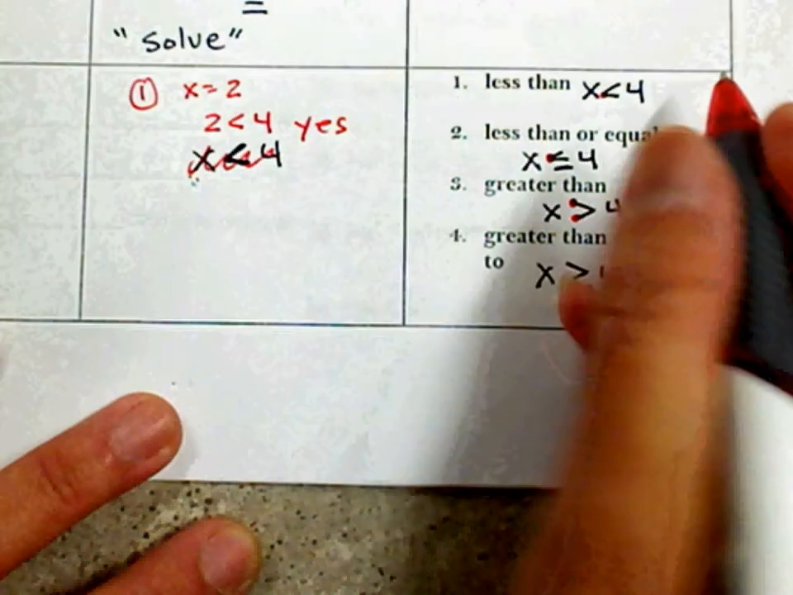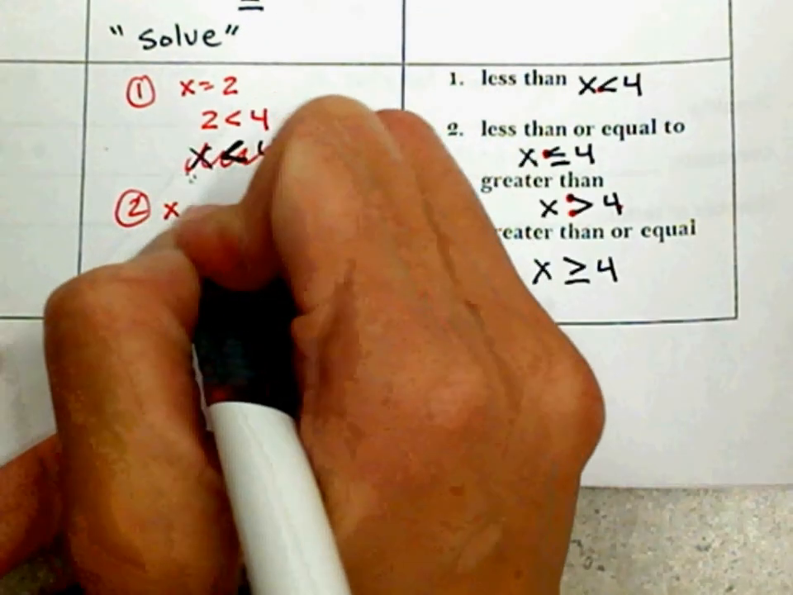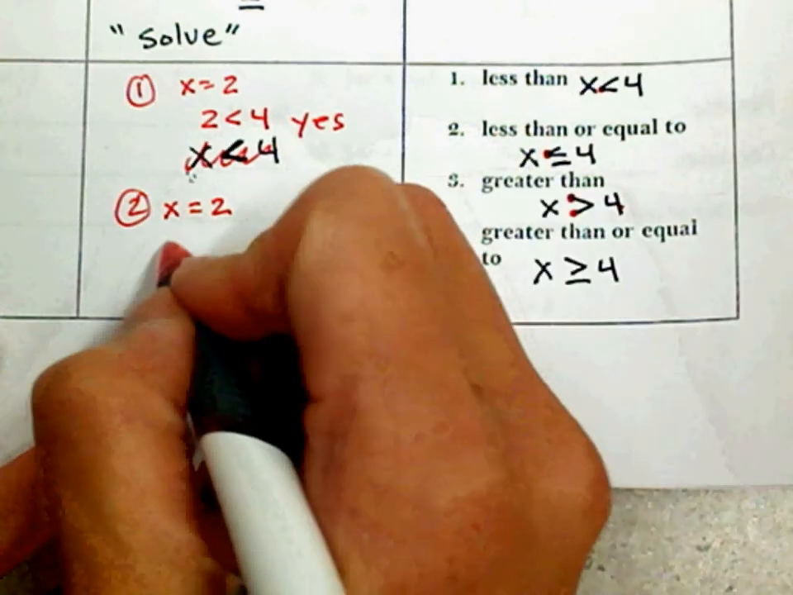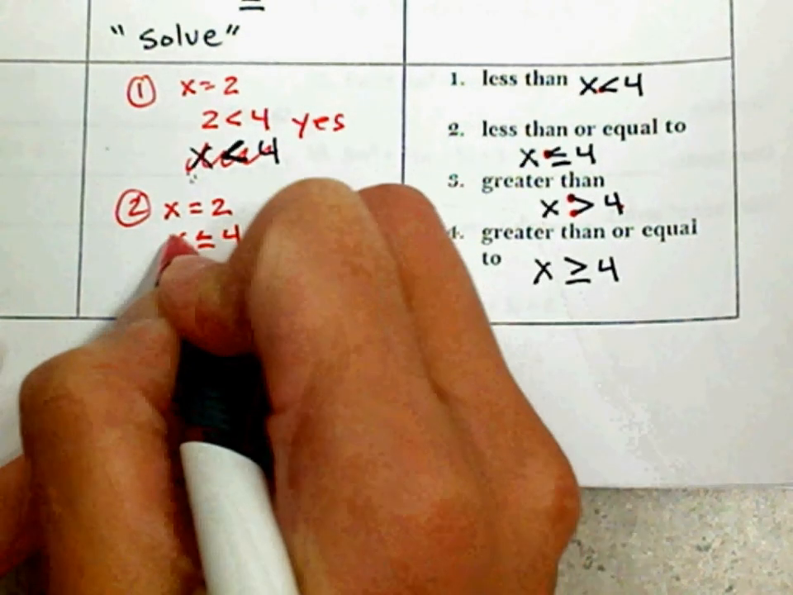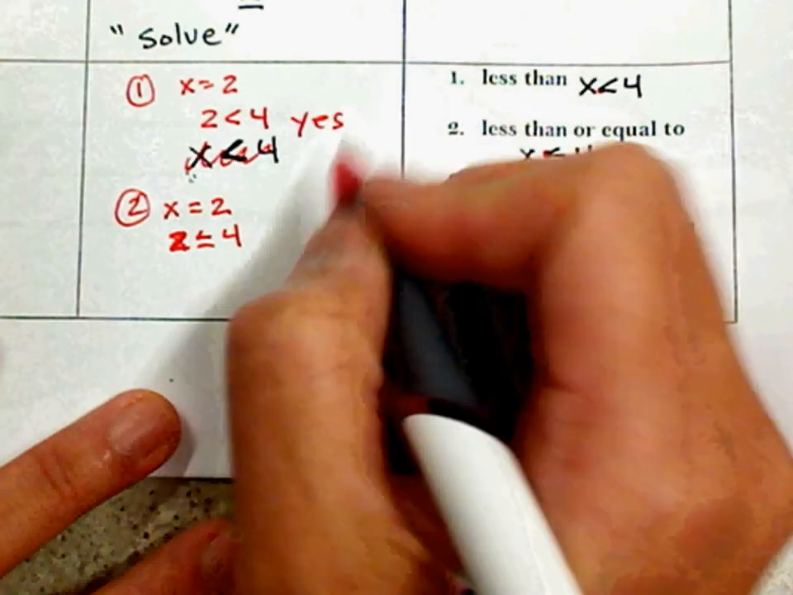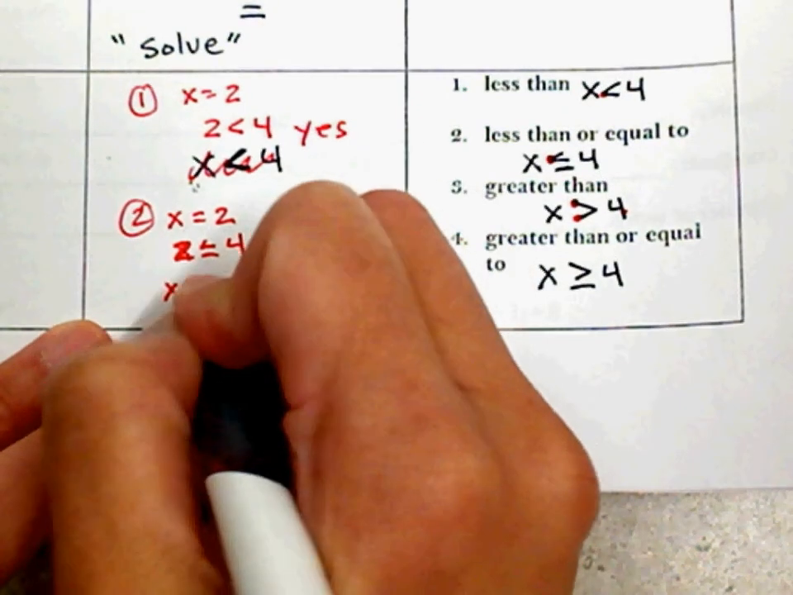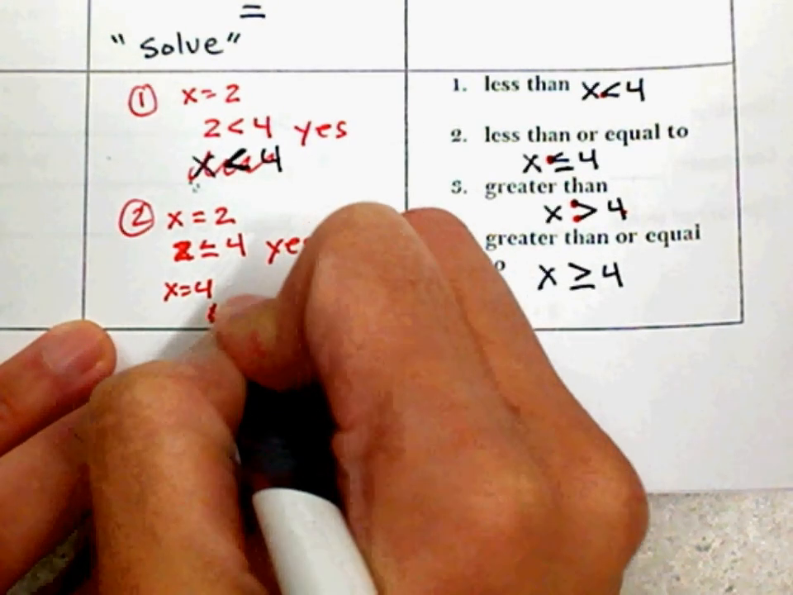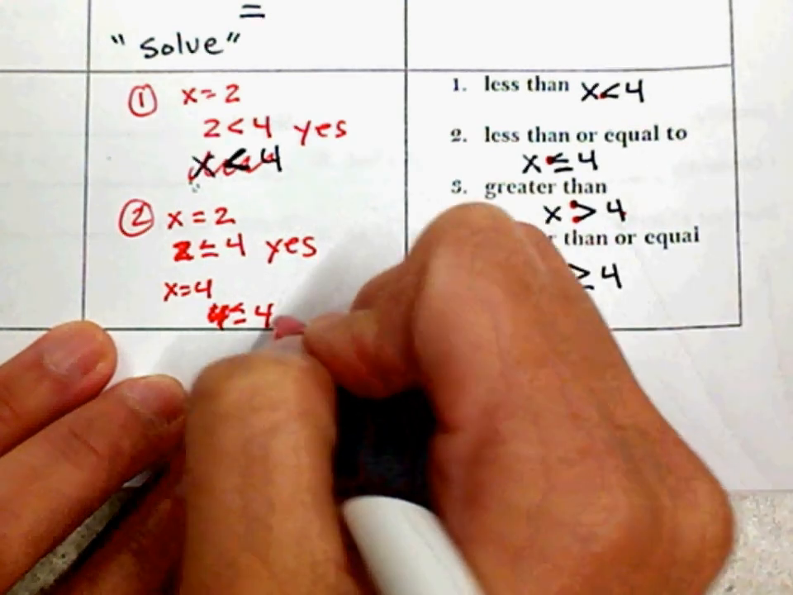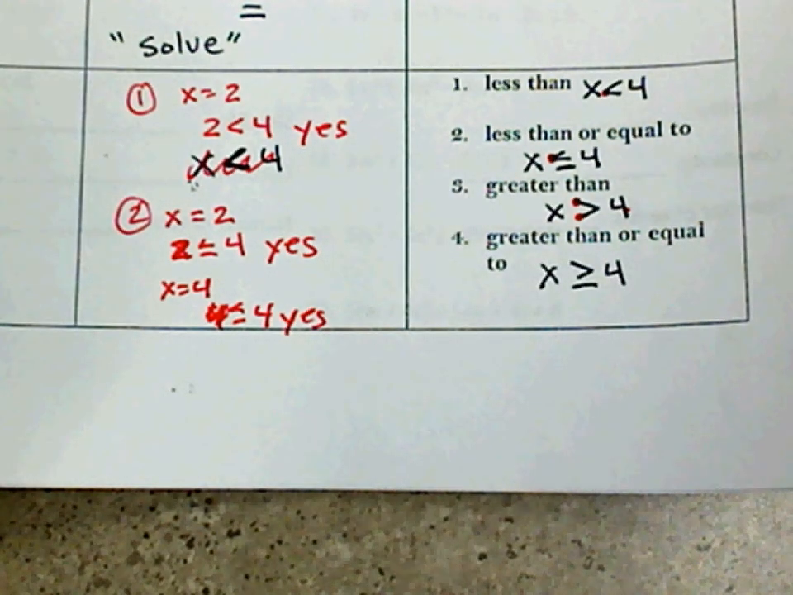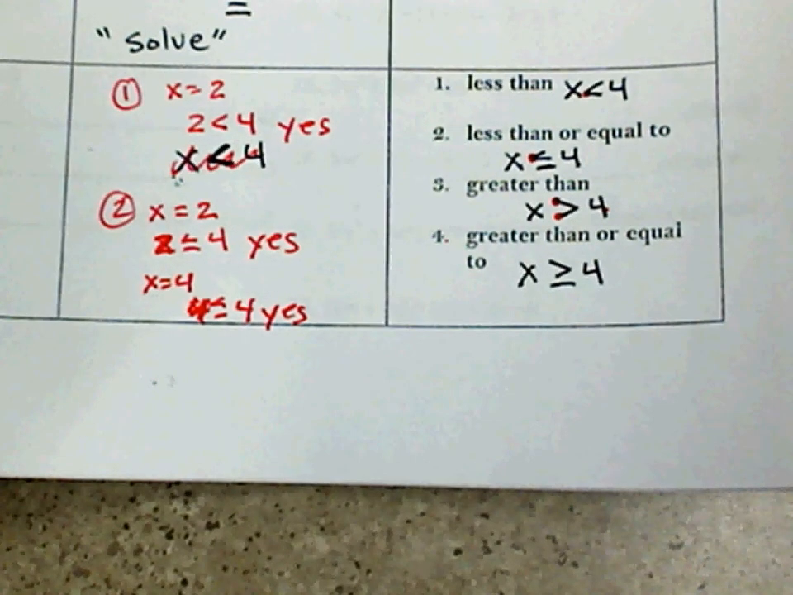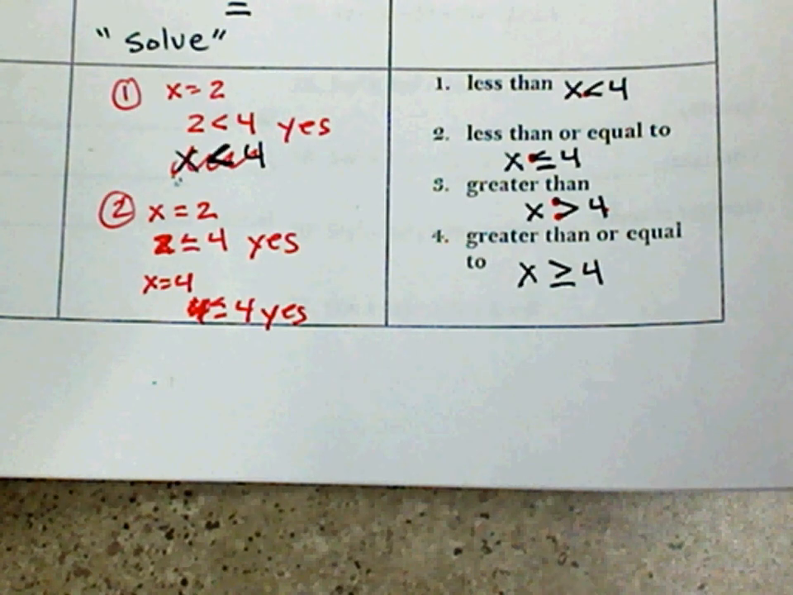Let's look at number 2. X is equal to 2. Is X less than or equal to 4? Is 2 less than or equal to 4? Yes. So it's basically every number less than 4. What if X was 4? Is 4 less than or equal to 4? Yes. So sometimes it's easier if you just pick a number as well, okay? 0 is a great number, 1's a great number, 2 is a great number. I try to stay away from the negatives unless you have to, okay? All right, any questions about that? Okay, I'm going to stop right there for that one.